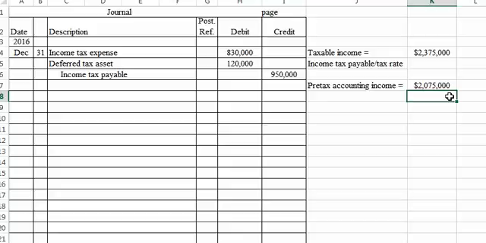So that gets us pre-tax accounting income of $2,075,000. We multiplied that by the tax rate to get income tax expense. We needed more debit to balance the entry, so we have a deferred tax asset of $120,000. Okay, that's it for exercise 16.4.